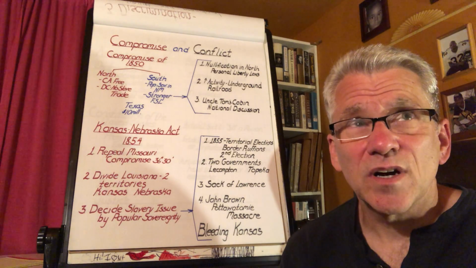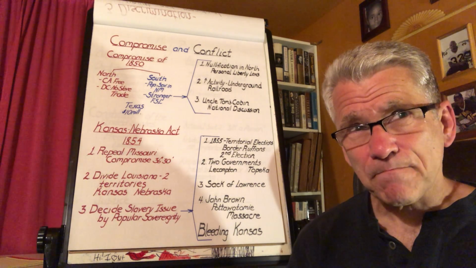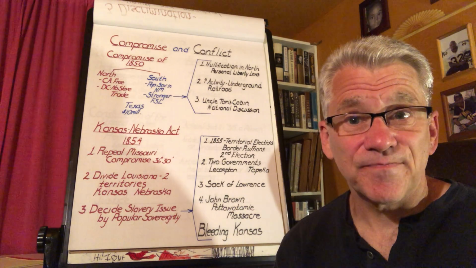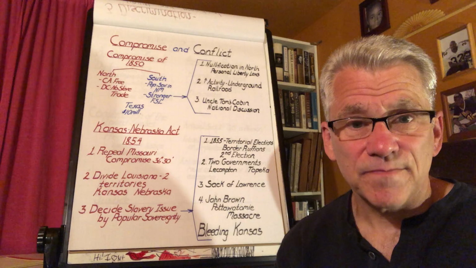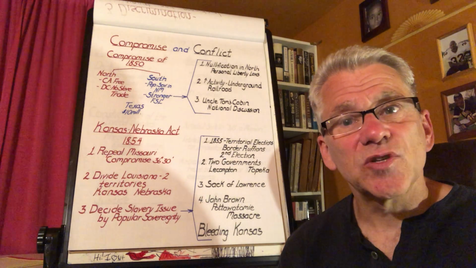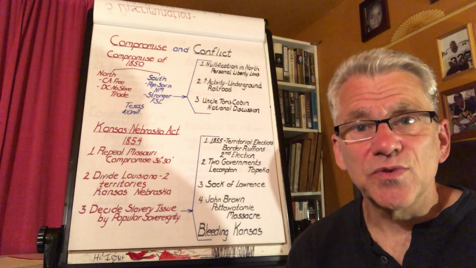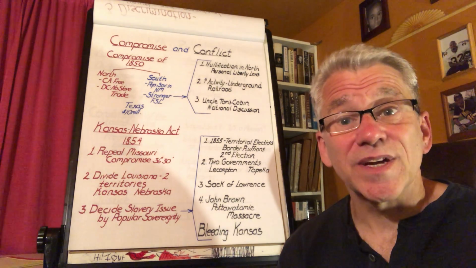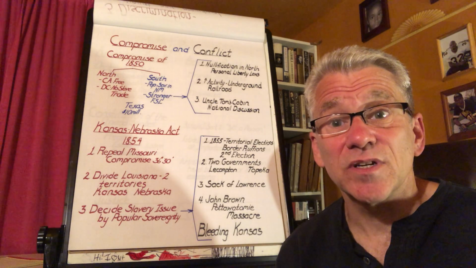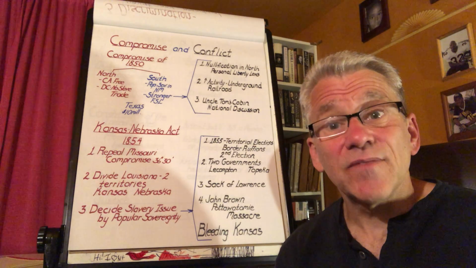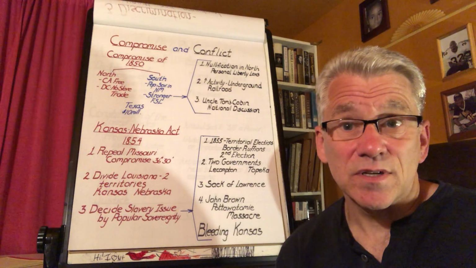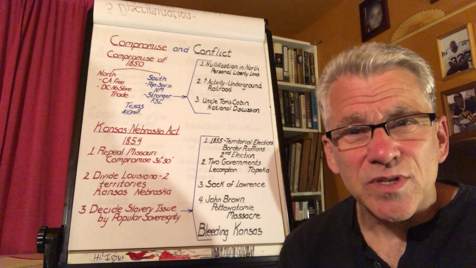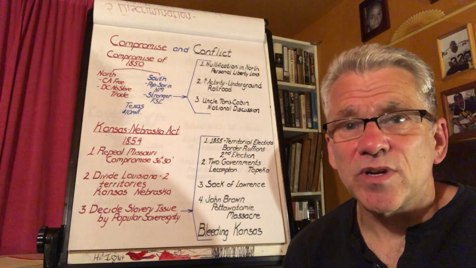Remember, that's the law that said an accused fugitive could not testify, could not call witnesses, and could not get a trial by jury. An accused fugitive also would come before a commissioner, and the commissioner would get $10 if he sent him to slavery, or her, and $5 if the accused was set free. This created a lot of resentment in the North, and they really resisted in 3 different ways.